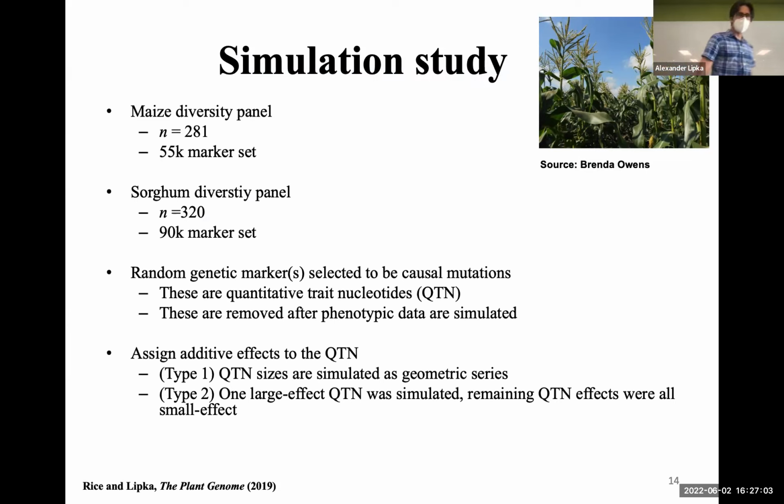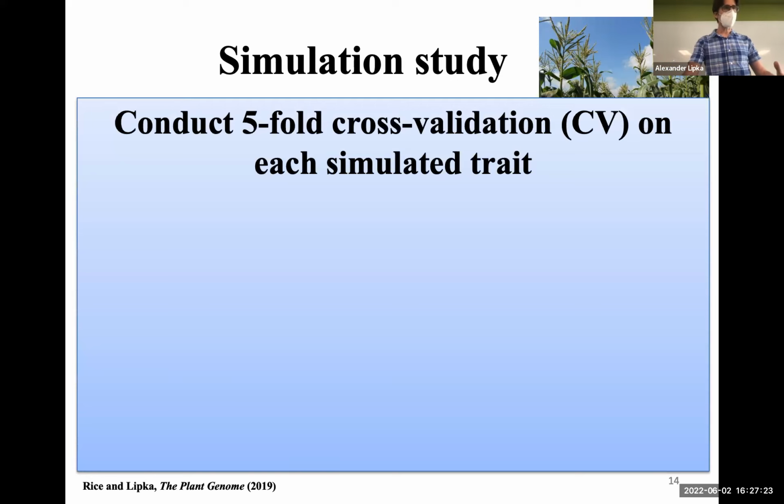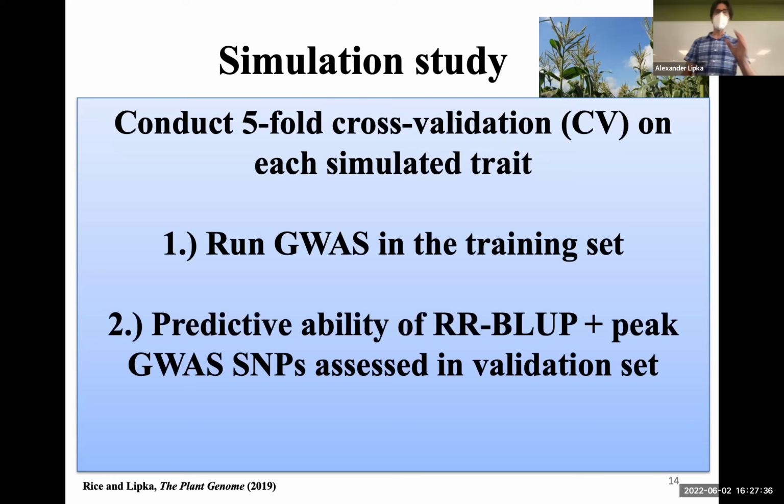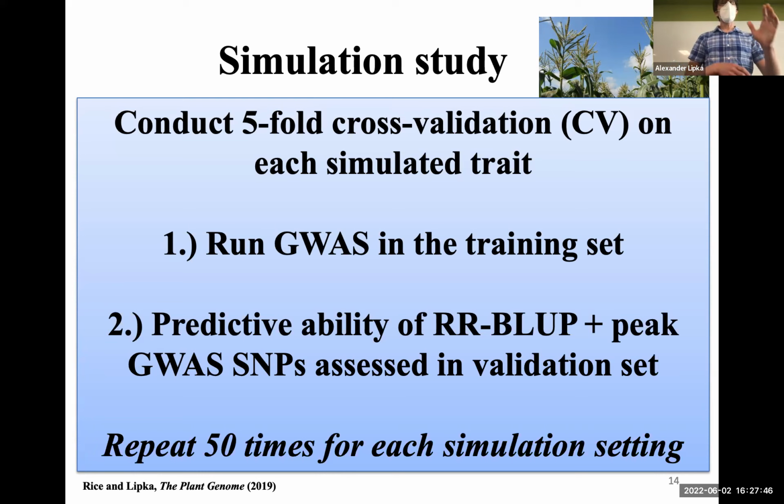And then the so-called type 2 traits, terminology we made up for this paper, where we had one really large effect QTN, and the remaining QTN effects all had smaller effects. And then we had a user-inputted heritability. Across these two configurations of traits and two species, we did a 5-fold cross-validation study. We would run the GWAS in the training set, and then evaluate the prediction accuracy of an R-BLUP model plus a peak-associated GWAS SNP in the validation set, for each possible simulation setting and species.